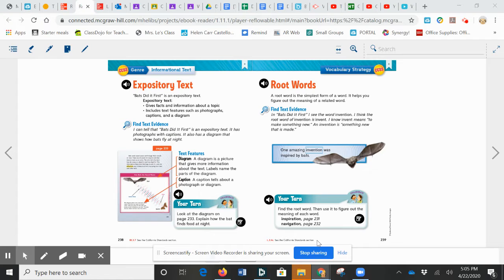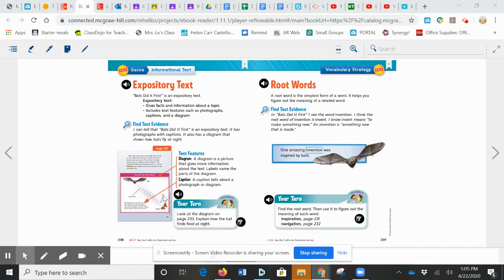And this week, I'd like you to focus on the meaning of a diagram and a caption. A diagram is a picture that gives more information about the text, and it labels the parts of the diagram. So in this example here, you would see this bat, and it's going to label the bat, and it's going to label what this line is here. It's going to label things in a diagram.